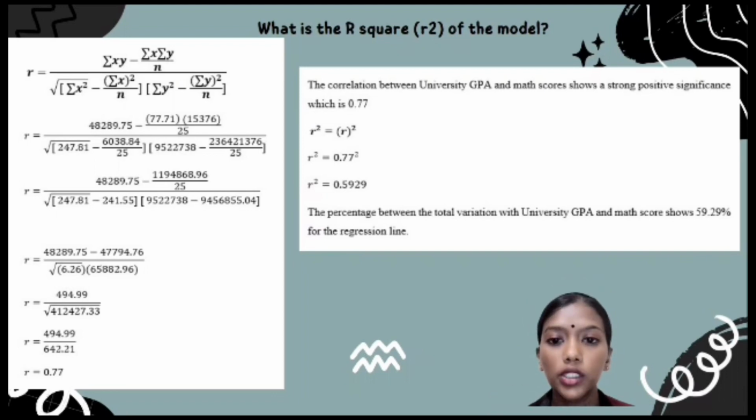The correlation between university GPA and mathematics score shows a positive significance reaching 0.77, and the percentage of total variation between university GPA and mathematics score shows 59.29% for the regression line.